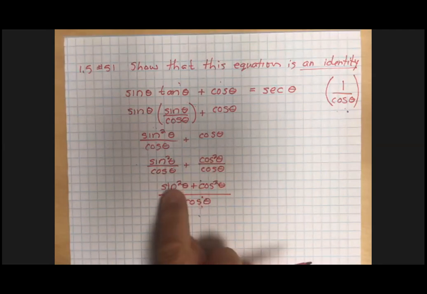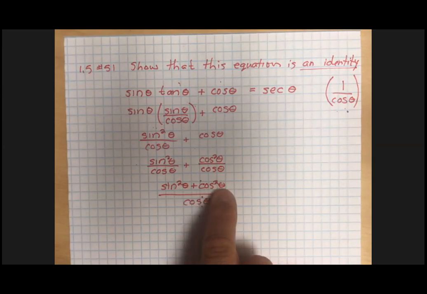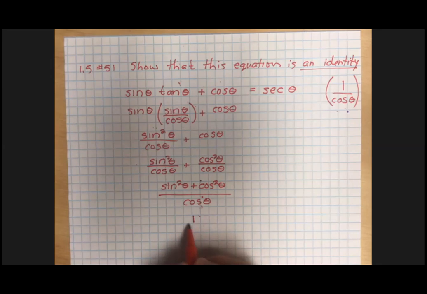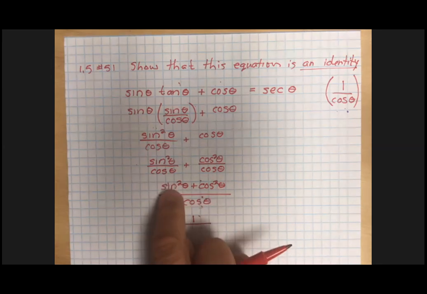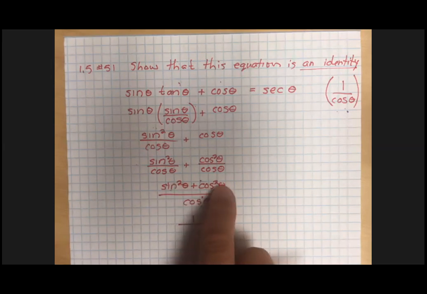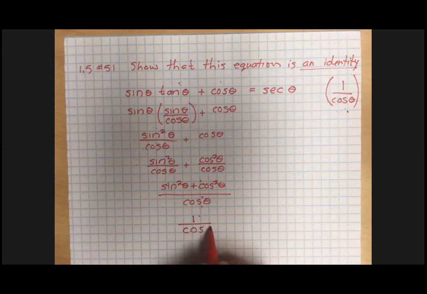Sine squared theta plus cosine squared theta is always equal to 1. So anytime you see sine squared plus cosine squared, one of each, squared, with the same angle, you can immediately replace it by 1.